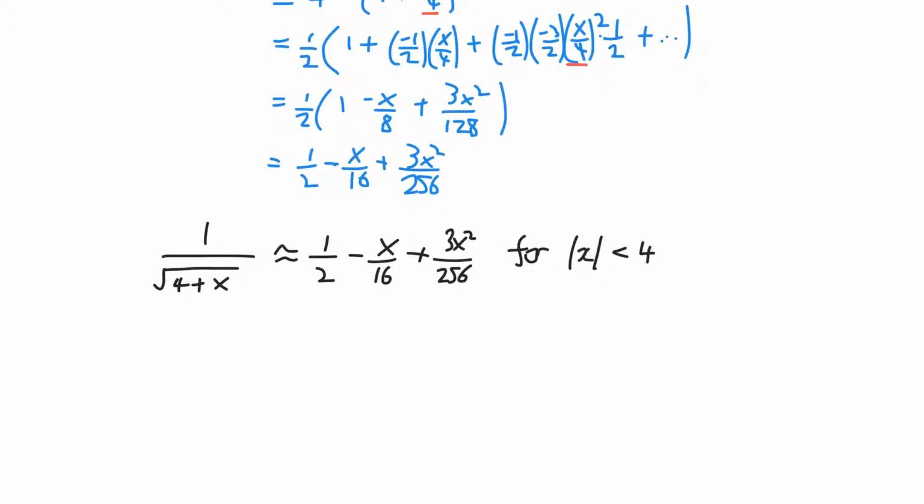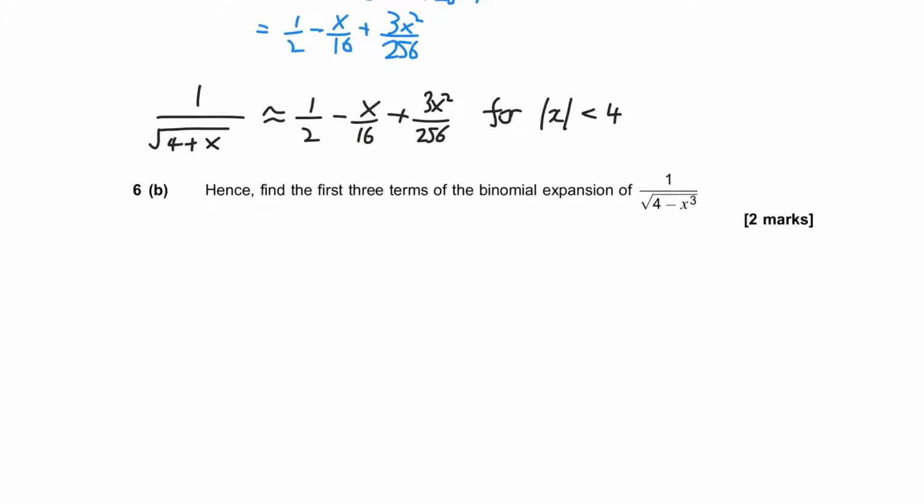So now let's take a look at part B of this question. First thing that stands out is the word hence. It's not even hence or otherwise, literally hence. Using what we've just done, find the first 3 terms of the binomial expansion of 1 over square root of 4 minus x cubed. So the only change is the original plus x has become negative x cubed.